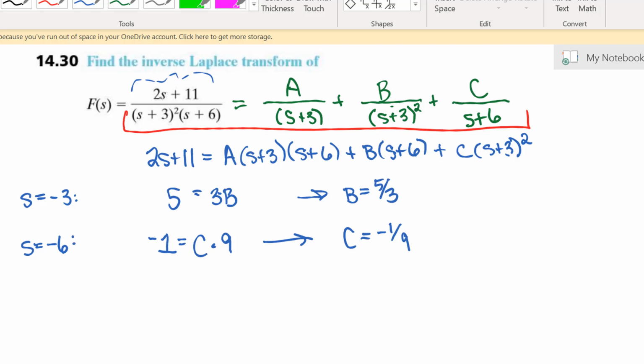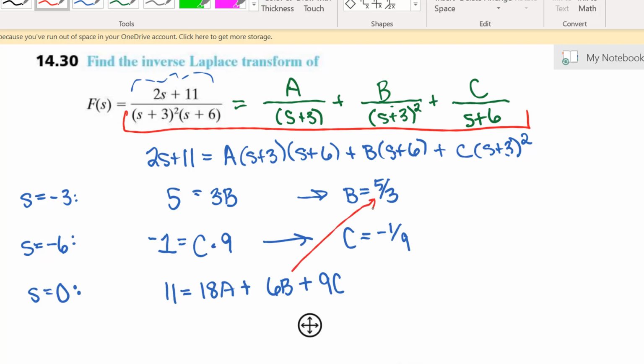And then we still have to find a. You can plug in any number you want. 0 tends to be nice. So I'd get 11 equals A times 3 times 6, so 18A, plus B times 6, plus C times 9. But we already know B and C, so we can plug those values in.